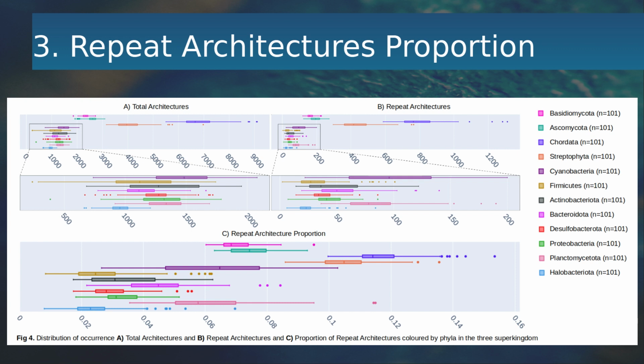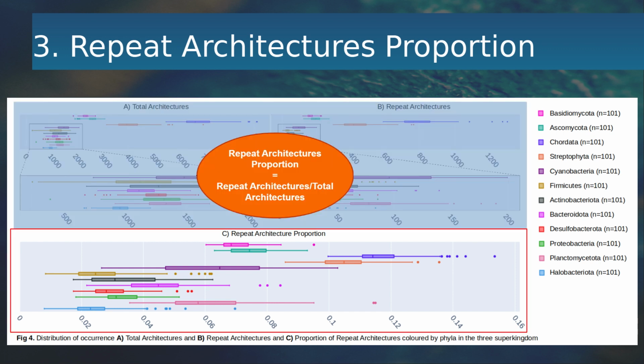Next, let's delve into the analysis of total architecture and the proportion of repeat architectures. We found that certain phyla, like Planctomycetota and Cyanobacteria, exhibited distinctive patterns in terms of repeat architecture compared to other phyla, even overlapping again with fungi. In Eukaryota, especially Chordata, we observed the highest proportion of repeat architectures. These findings highlight the importance of repeat architecture in driving complexity in evolution.